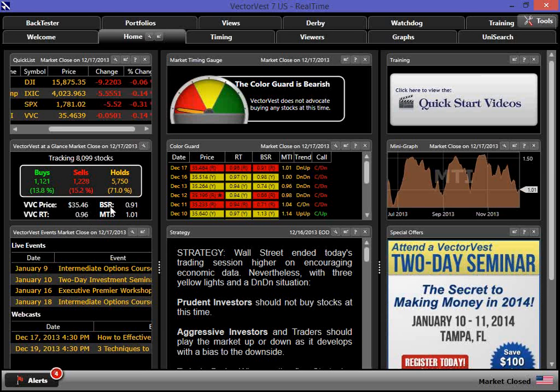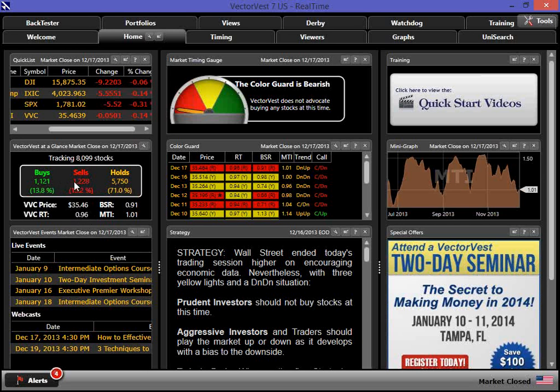Our next indicator is the buy-sell ratio. As you may or may not know, every day VectorVest rates every stock in the database with a buy, sell, or hold rating. Generally, to get a buy rating, the stock has to have an RT score above 1, has to have some fundamental strength by virtue of a VST score above 1, but these are stocks with some fundamental strengths that are in an uptrend. Conversely, to get a sell recommendation, the stock has to be below its sell recommended or its stop price, which is a 13-week moving average price adjusted for the fundamental strength of the company.